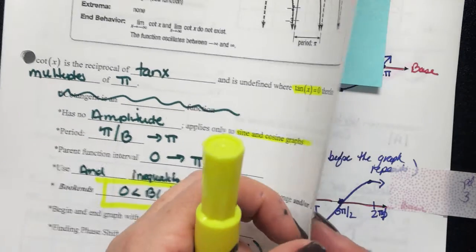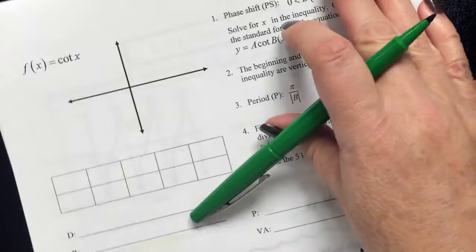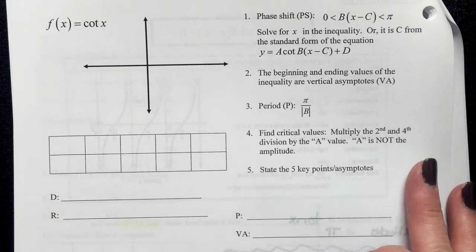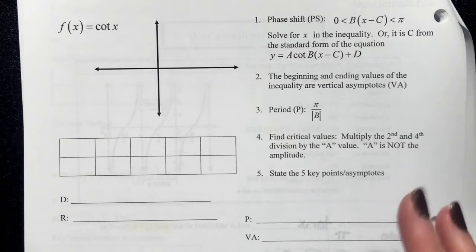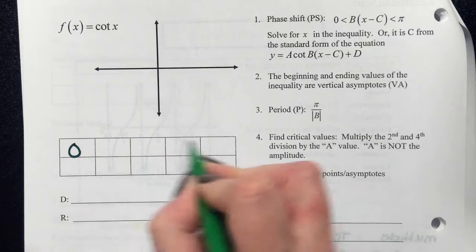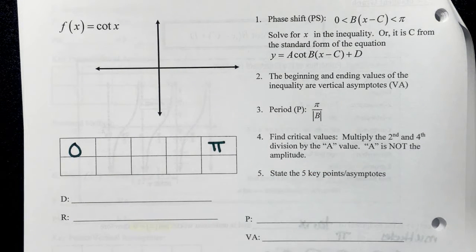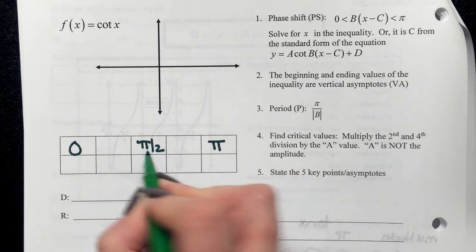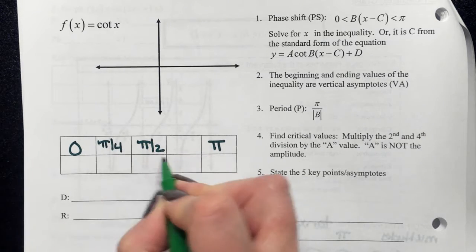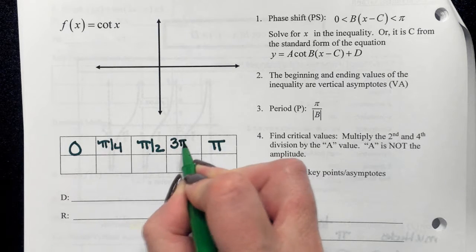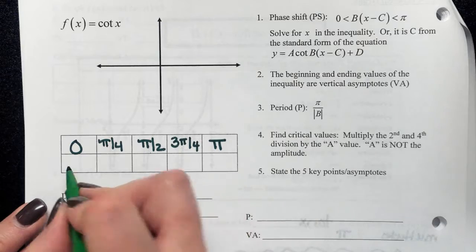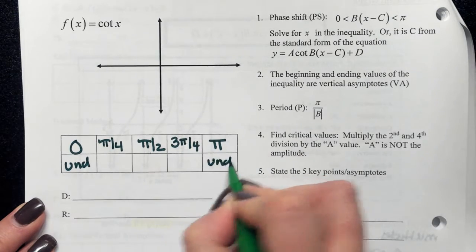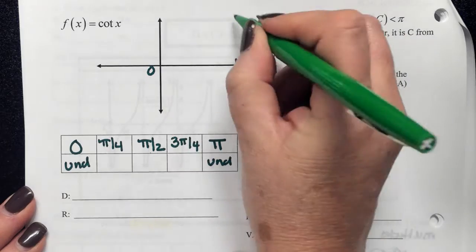All right, so let's take a look at some graphs. So let's talk about cotangent again. Just the parent function I know is going to go from 0 to pi. So let's just take a look at our parent function for cotangent. What's the midpoint between 0 and pi? Pi over 2. Midpoint between 0 and pi over 2? Pi over 4. And then the midpoint between pi over 2 and pi? 3 pi over 4. So like I said, you're going to start and end with vertical asymptotes.